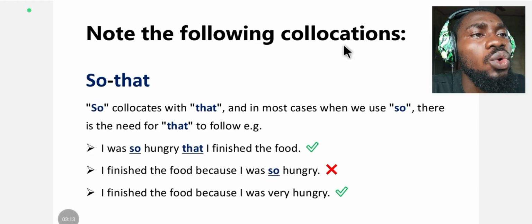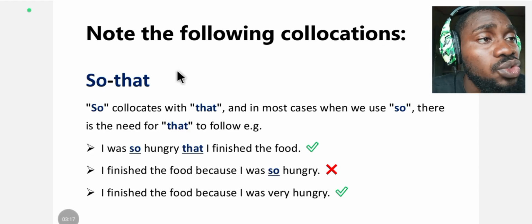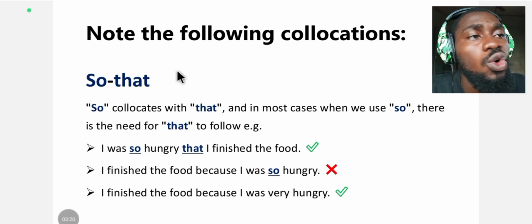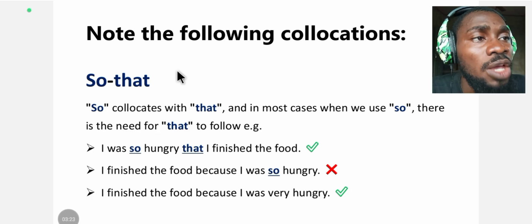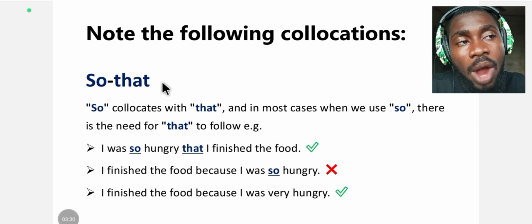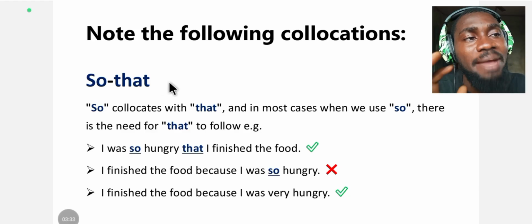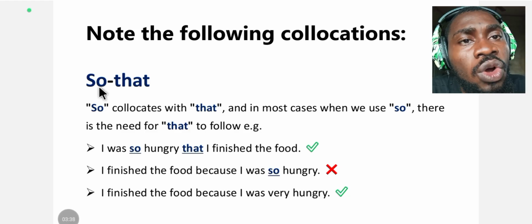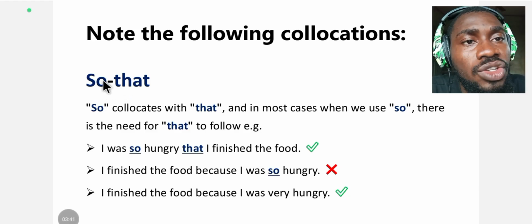Note the following collocations. These that we are about to treat right now are some of the most common collocations, especially in WAEC and JAMB UTME. So let's quickly treat them. They always reoccur in JAMB and UTME. So when you use one, there is a high possibility, a high probability, to use the other. So and that, so that.